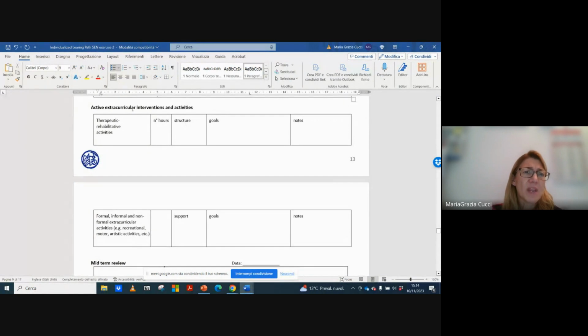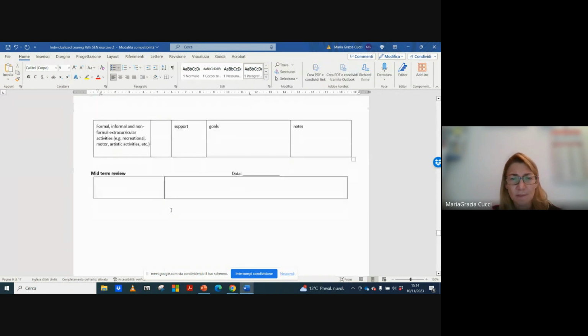Then maybe we have extracurricular interventions, if we have some. They can be towards something which is related to the health of the students or something which is related to one of the dimensions that we analyzed before.